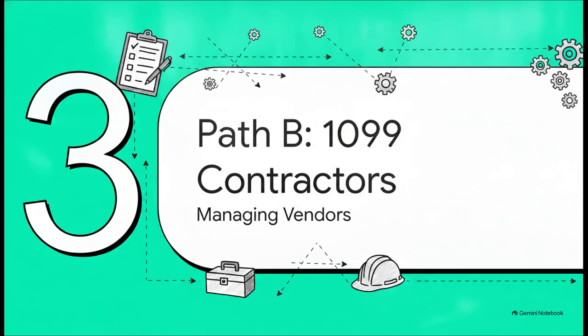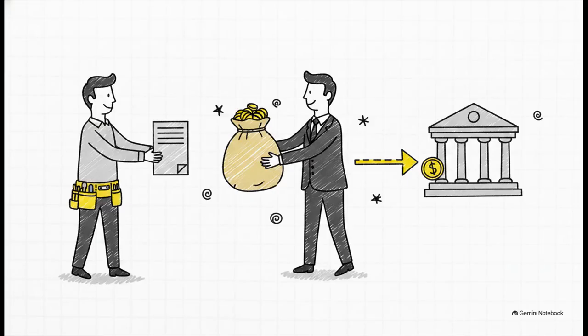Now, what if they aren't an employee? Let's pivot to Path B, 1099 contractors and how to handle independent vendors. Independent contractors are essentially self-employed individuals or even other businesses that you hire for a specific service. And you should never, ever confuse contractor payments with employee payroll. Mechanically, this is way simpler for you as a business owner.